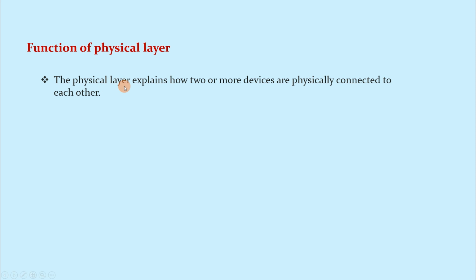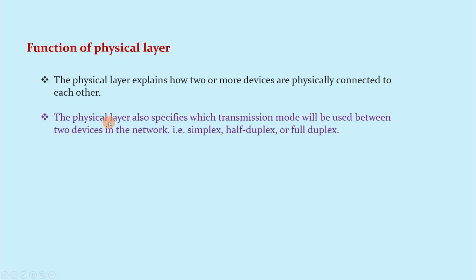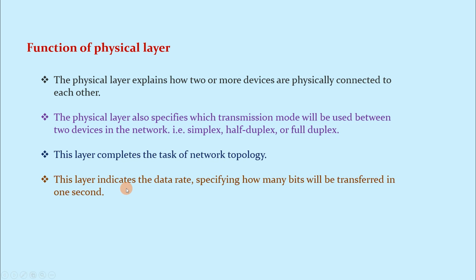Now, function of the physical layer. The physical layer explains how two or more devices are physically connected to each other. The physical layer also specifies which transmission mode will be used between two devices in the network, that is simplex, half duplex or full duplex. We have already discussed all these 3 types, simplex, half duplex, full duplex, in previous videos, so you can refer to that. This layer completes the task of network topology. This layer indicates the data rate, specifying how many bits will be transferred in 1 second.